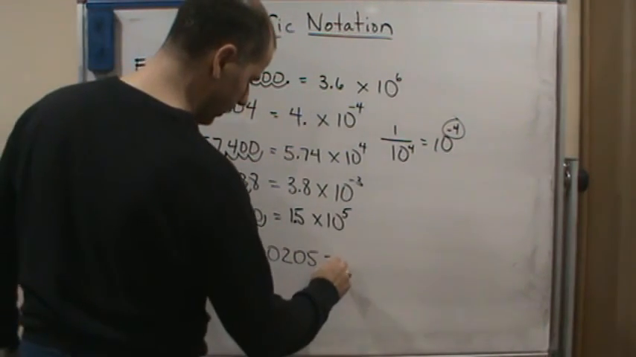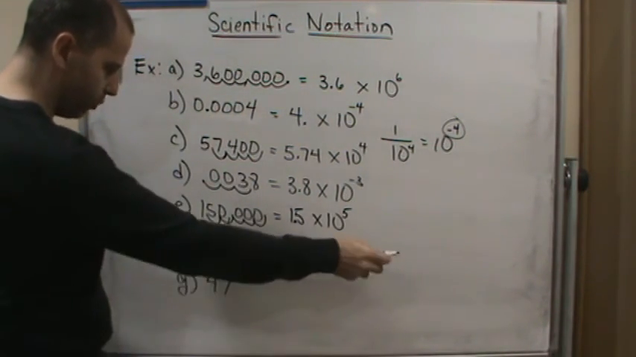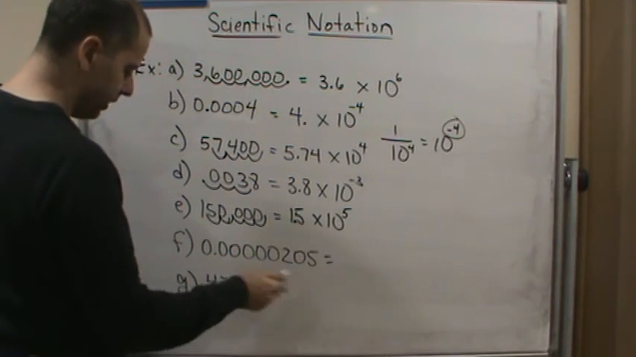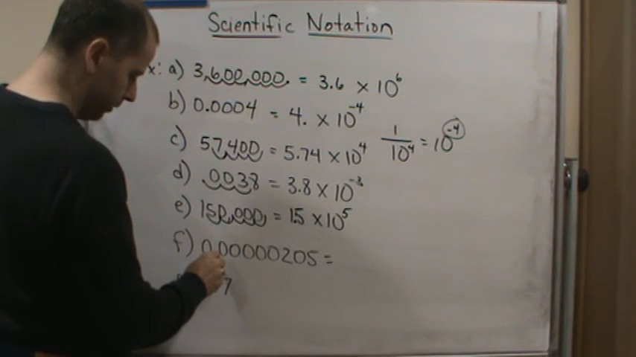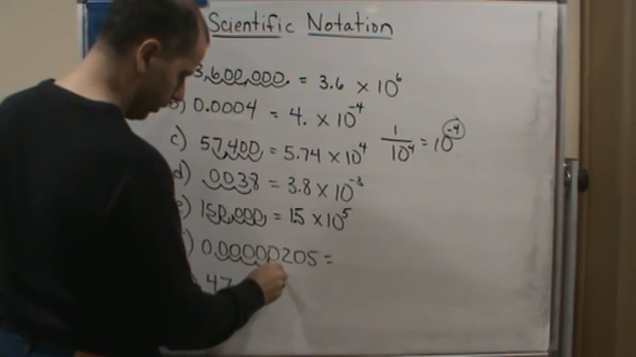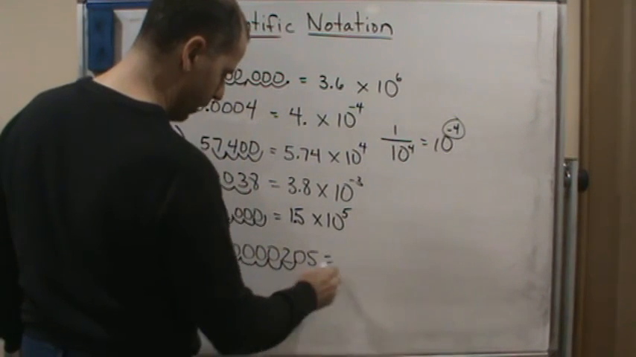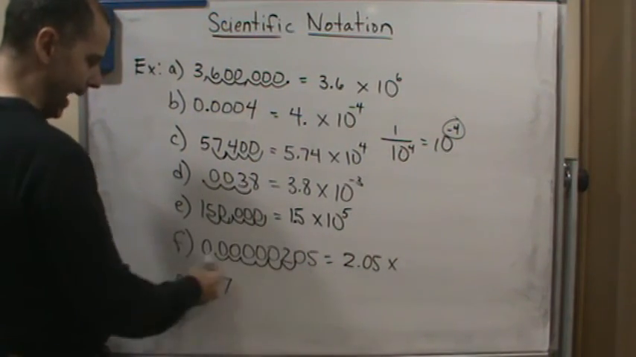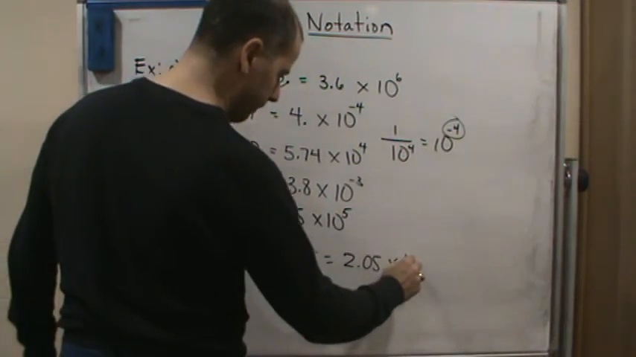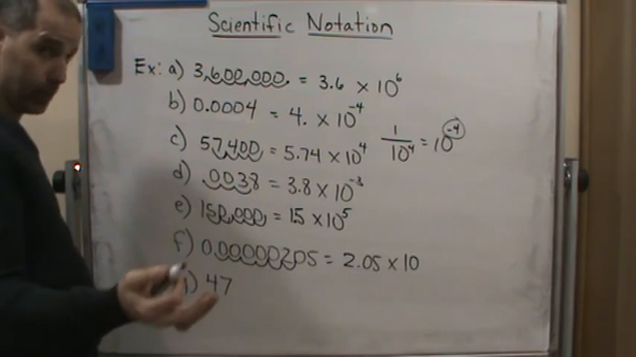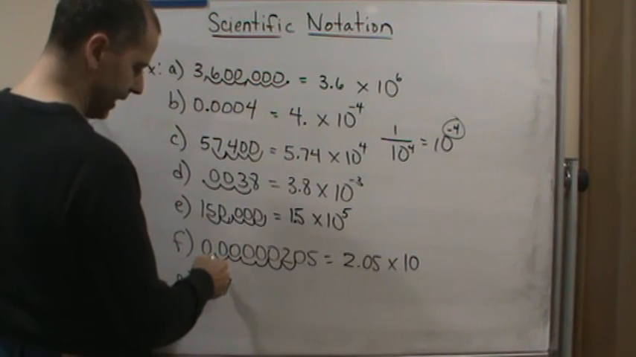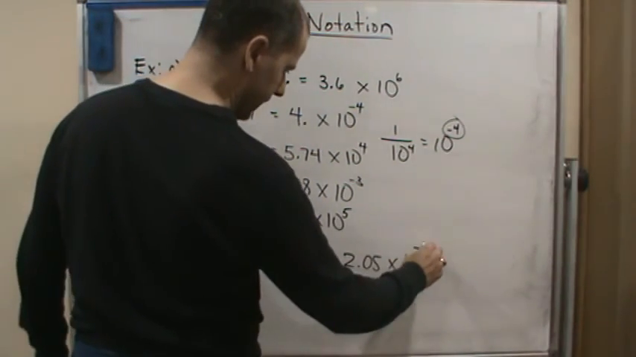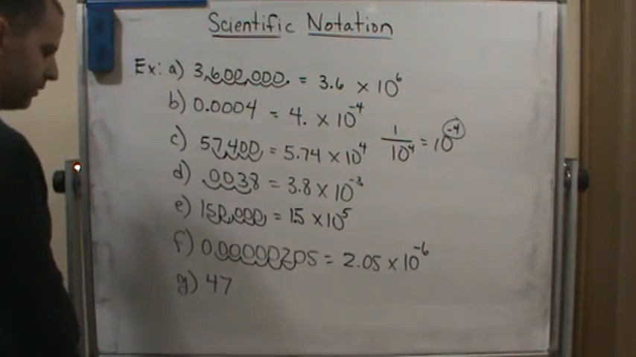Okay, now what about this one? So again, I'm going to move the decimal point to the right until I get a number between 1 and 10. Less than 10, but at least 1. 1, 2, 3, 4, 5, 6. So now my number is 2.05. Now, I have to go back to where I came from. So that means I'm going to multiply by a power of 10 where the power is negative. So how many spaces did I need to move? 1, 2, 3, 4, 5, 6. So this is going to be negative 6 to get me back to where I started from.